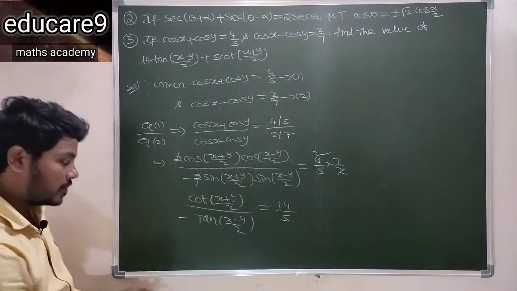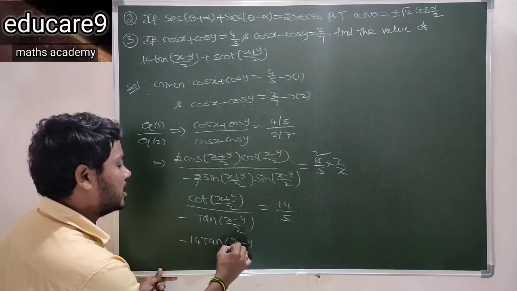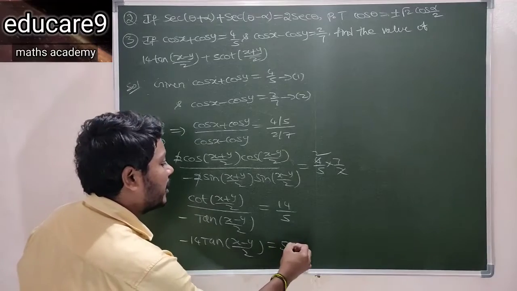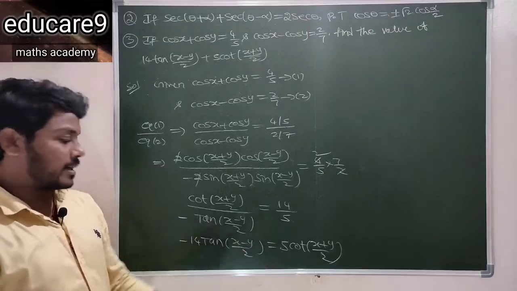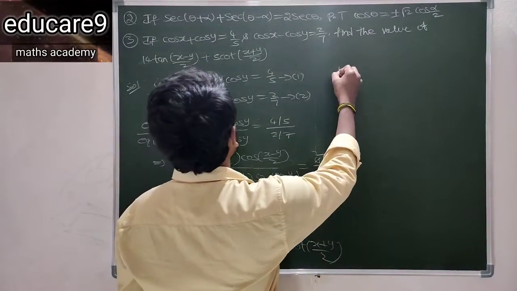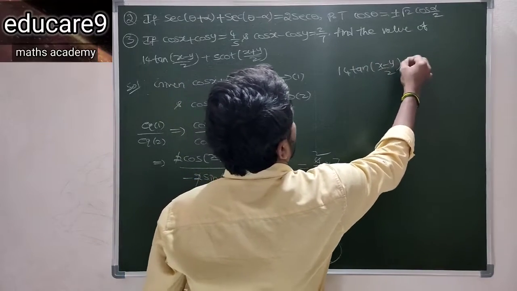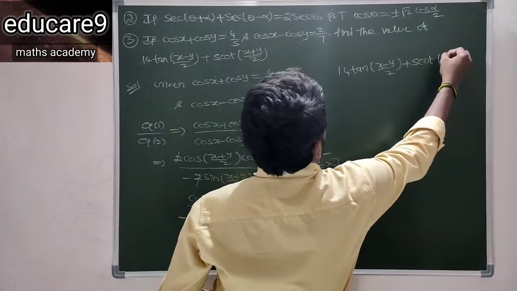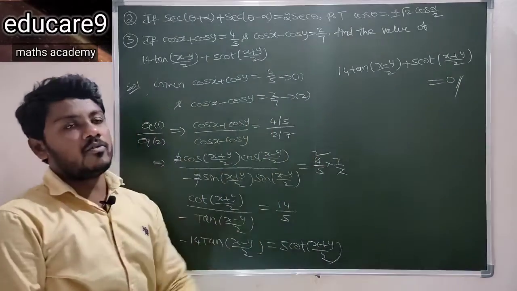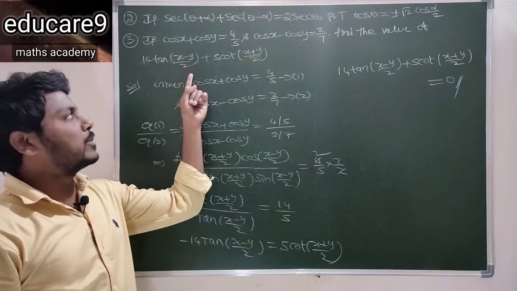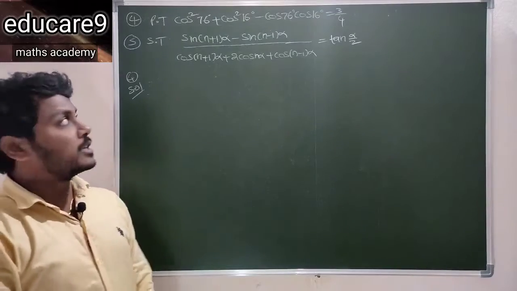Now cross multiplication. Minus 14 tan (x-y)/2 is equal to 5 cot (x+y)/2. So send the right side over, then it becomes 14 tan (x-y)/2 plus 5 cot (x+y)/2 is equal to what? 0. So that is the value of 14 tan (x-y)/2 plus 5 cot (x+y)/2. So see the next, fourth one.